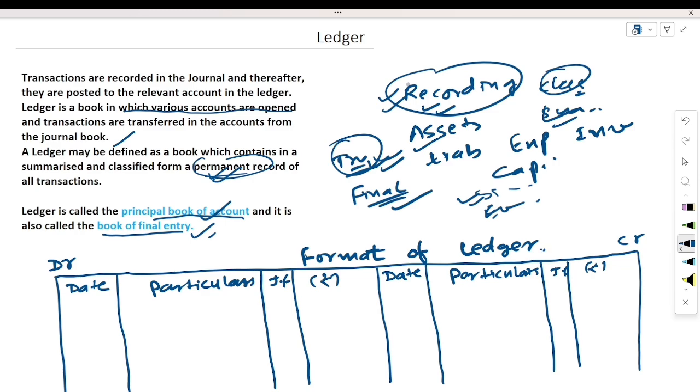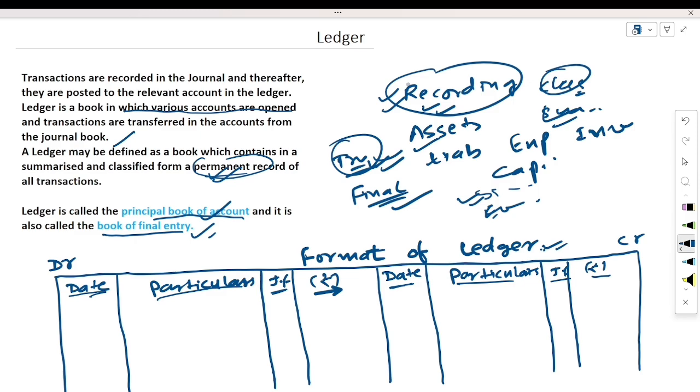See here, this is the format of the ledger book. There are 8 columns in the ledger book. Here is the debit side, and from here it will be the credit side. On the debit side, we write date, particulars, general folio number, amount. In the same way, on the credit side, we write date, particulars, general folio number, and amount.